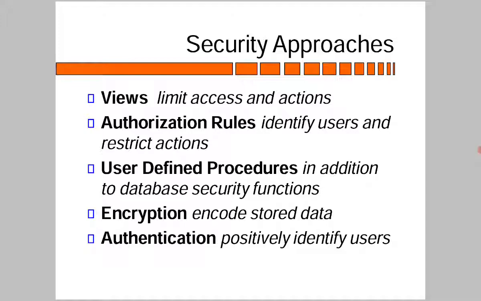First one is views, meaning limited access and actions on the databases. Authorization rules identify users and restrict actions, meaning some users are allowed to do something, while other users have full actions or full rights. For example, DBA managers have full authorities. DBAs, database administrators, have full authorities like creation, deletion, insertion, changing, accessing, creating new users and giving access rights.